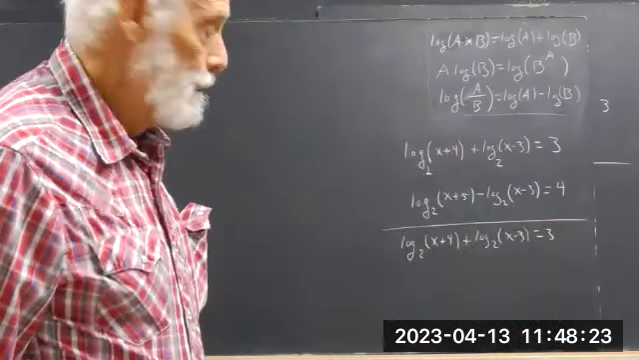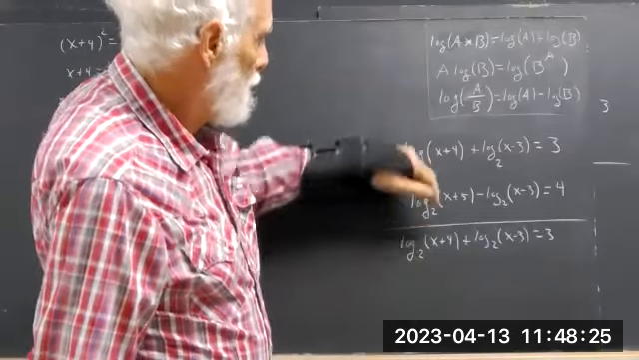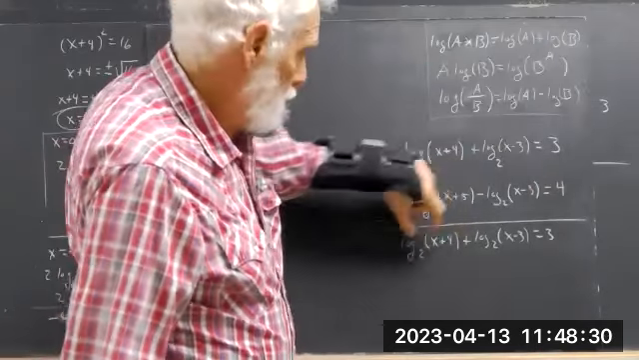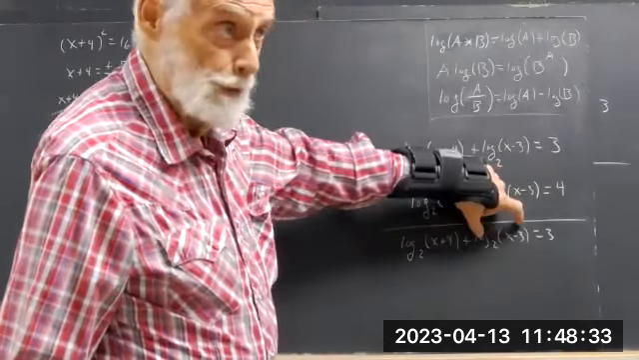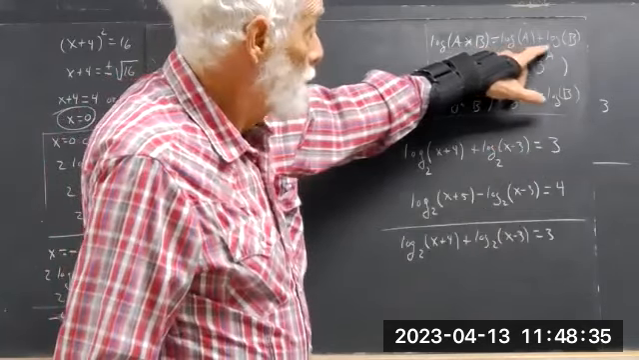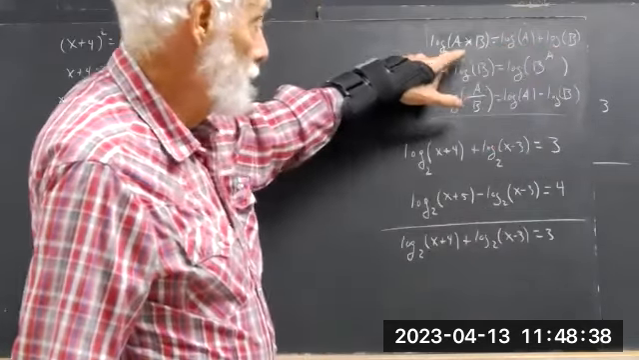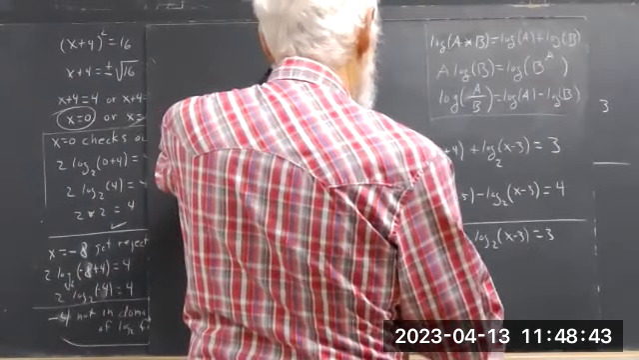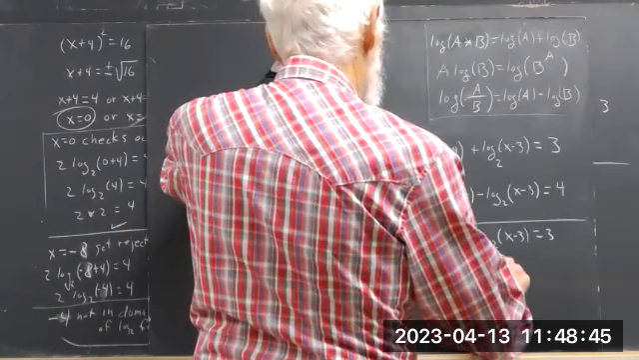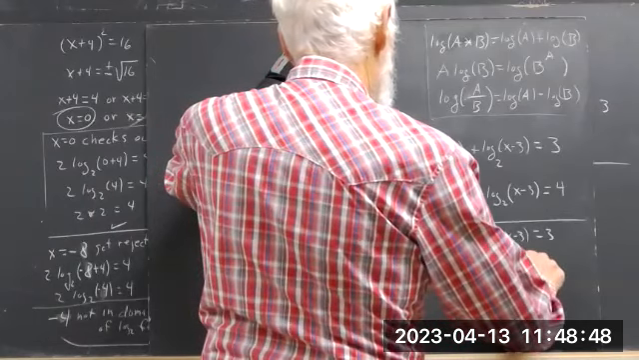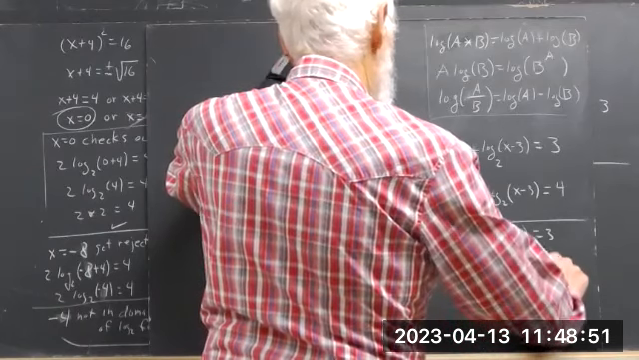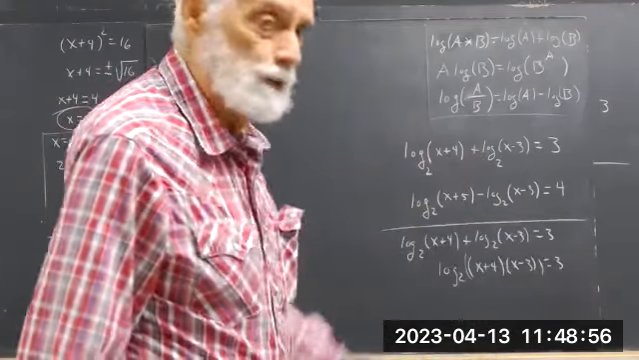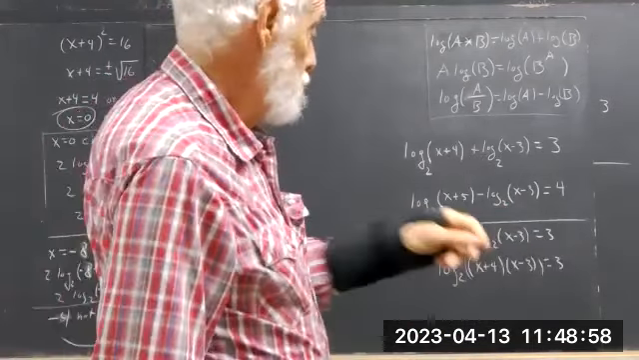this. And well, that's a log of A plus a log of B, isn't it? We have a log of one thing added to a log of another thing. If we have a log of A plus a log of B, that's a log of A times B. So we want to write this down as log base 2 of the quantity x plus 4 times x minus 3. And that equals 3.